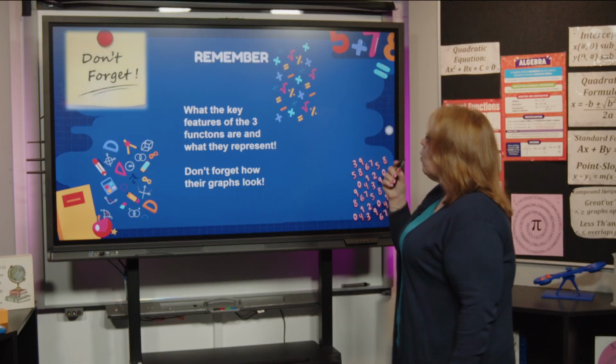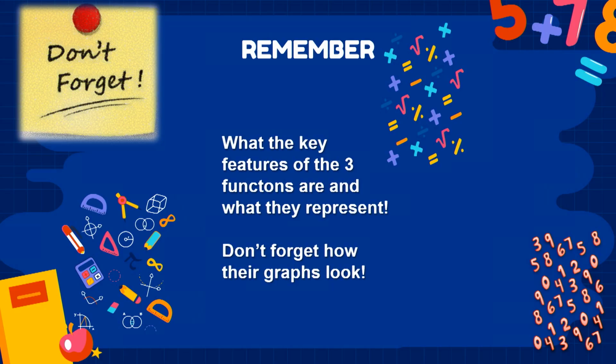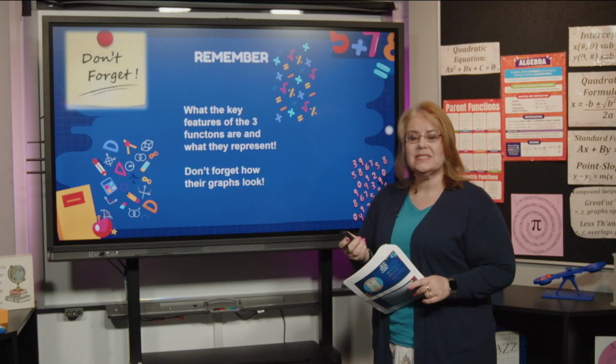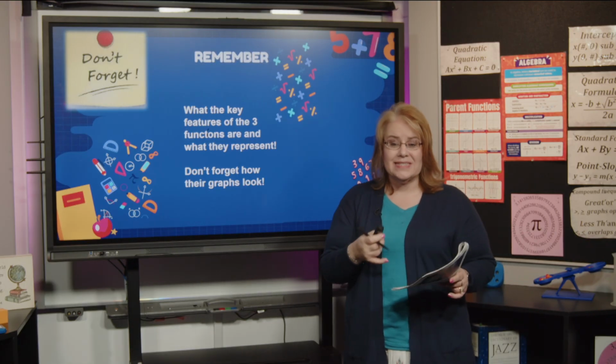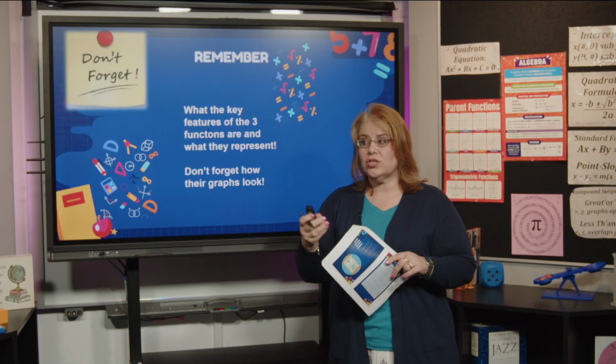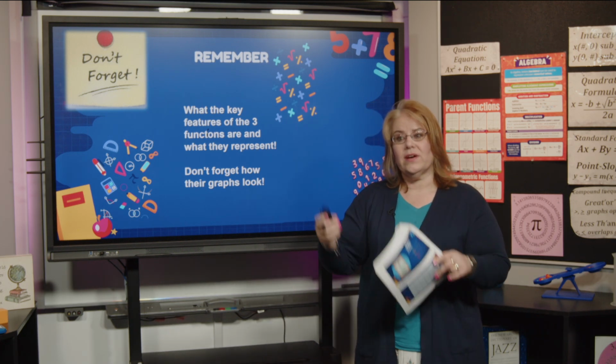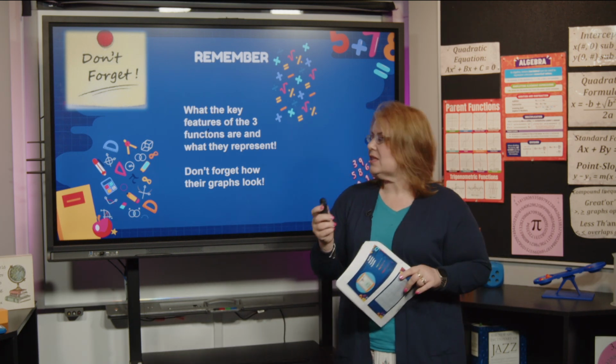Now, let's remember what the key features of the 3 functions are, and Ms. Killen is still mistyping. She does apologize. And what they represent. Don't forget how the graphs look. Sometimes it's going to say in your question or assignment, is this compared to the graph linear, quadratic, or exponential? So we've got to make sure we know what they look like.